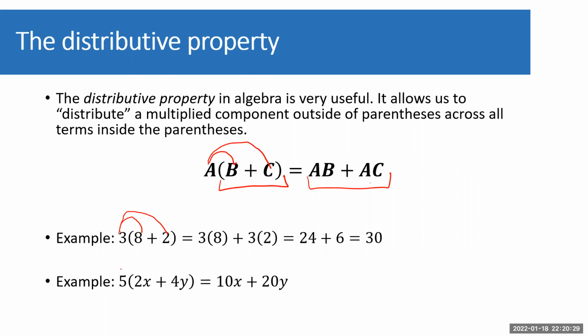So in this example, we're going to distribute the 5 to both terms. 5 is going to go to 2x, so 5 times 2x is 10x. It's going to distribute to the y term also. 5 times 4y is going to be 20y.